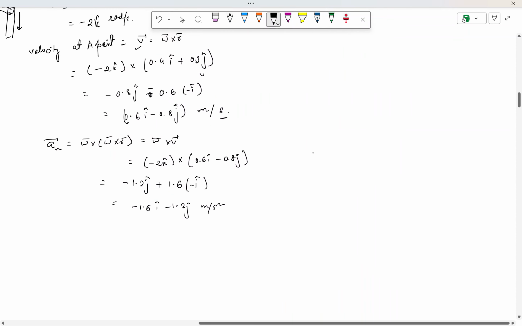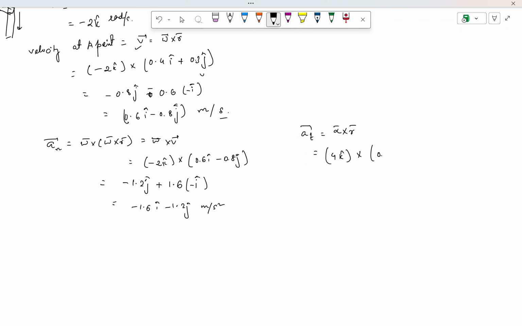And the other part of the acceleration will be called the a t vector, which is equal to the angular acceleration alpha cross r vector, equal to plus 4 k cap cross 0.4 i cap. So this part is equal to k cross i is plus j cap, k cross j is minus i cap. This is minus 1.2.